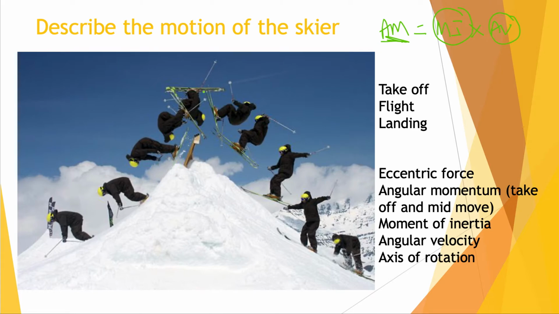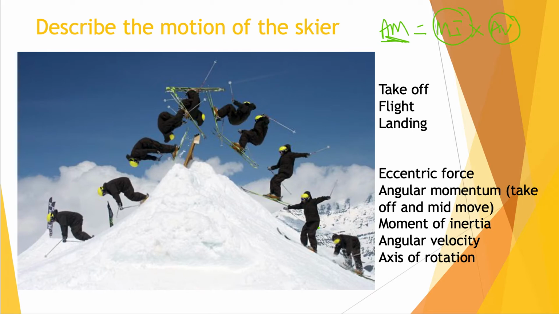In flight, the skier adopts this tuck position, knees tucked into the chest, which decreases moment of inertia, which means that angular velocity must increase in order to conserve angular momentum. And it means that they complete the somersault quite quickly, obviously rotating about that transverse axis.